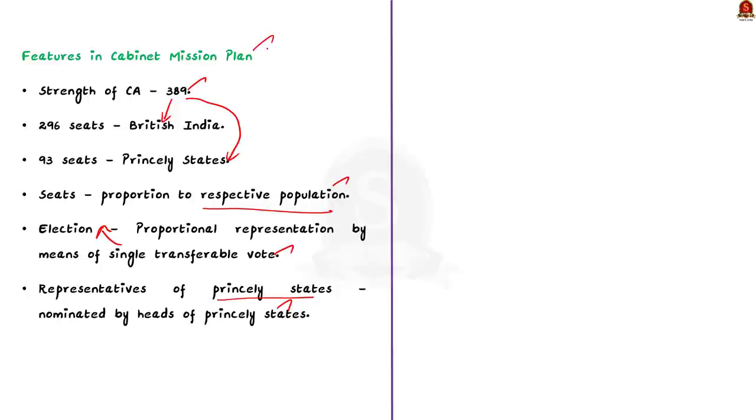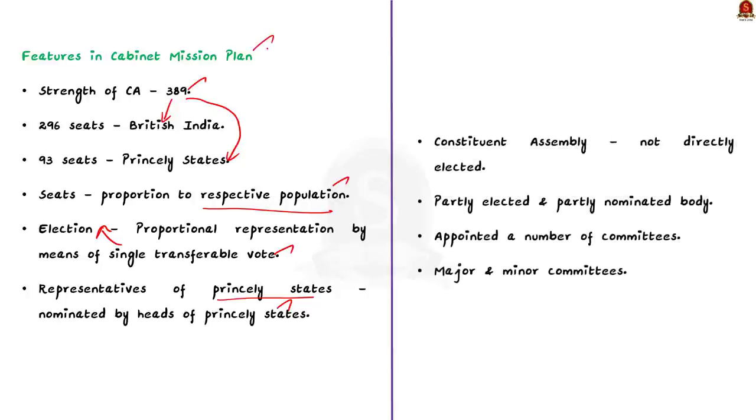Now, what does this feature signify? It tells us that the members of the Constituent Assembly were not directly elected on the basis of adult franchise. That is, the Constituent Assembly is a partly elected and partly nominated body.